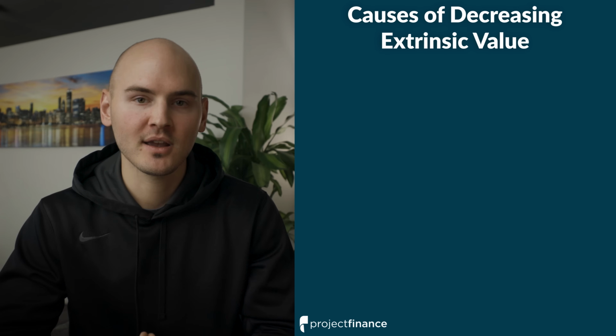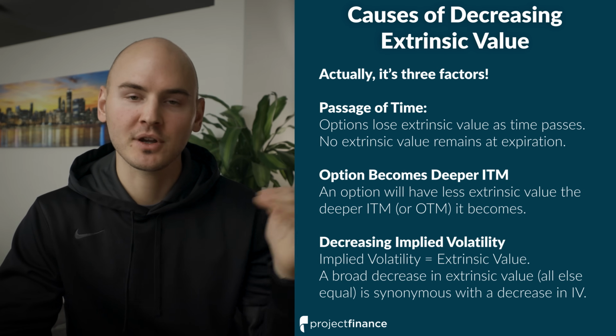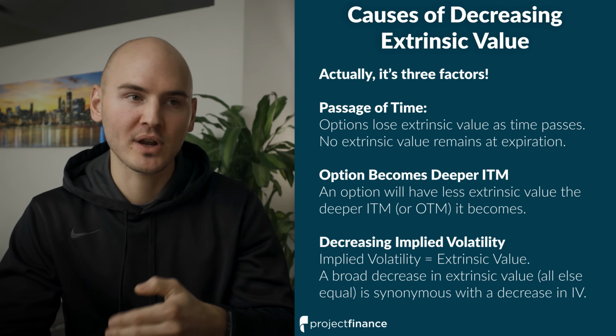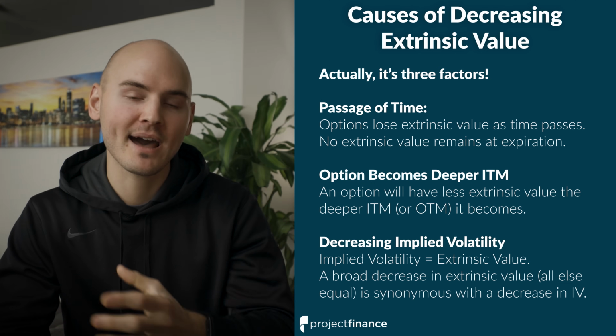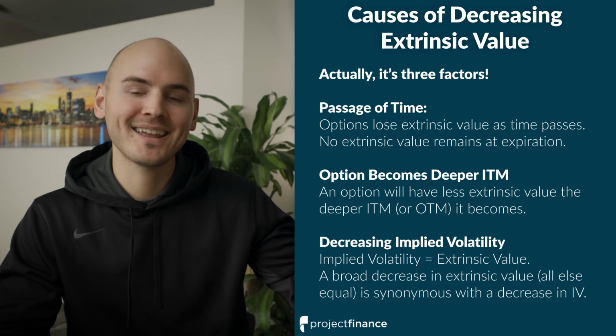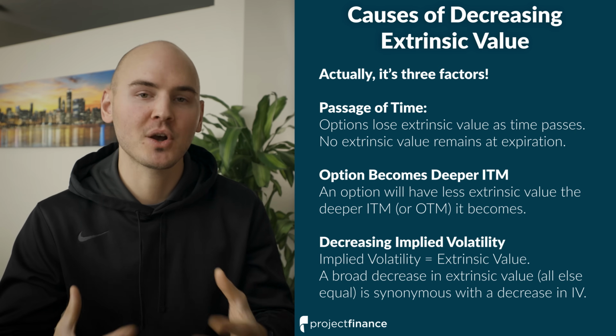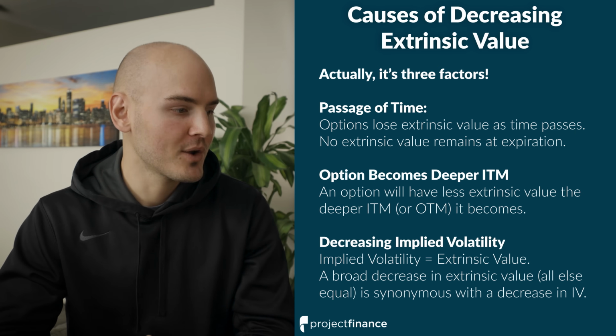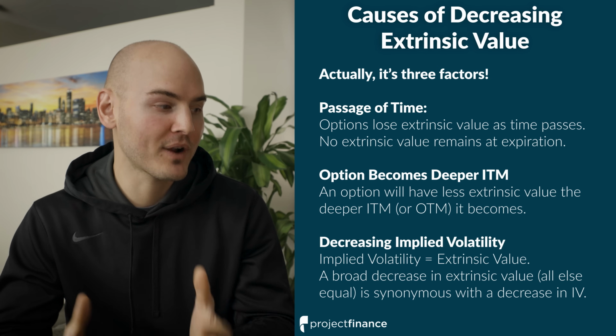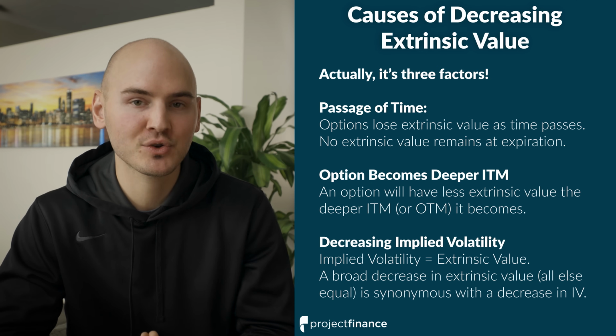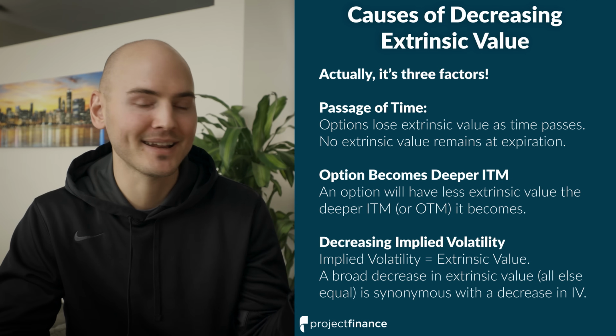However, an option's extrinsic value will get closer to 0 based on two things. The passage of time, so the closer that option gets to expiration, the less extrinsic value it will have, but also the further in the money an option gets, the less extrinsic value it will have. So if we combine these two factors, we can see that we can get a very quick decrease in the option's extrinsic value, as illustrated in this graph here.